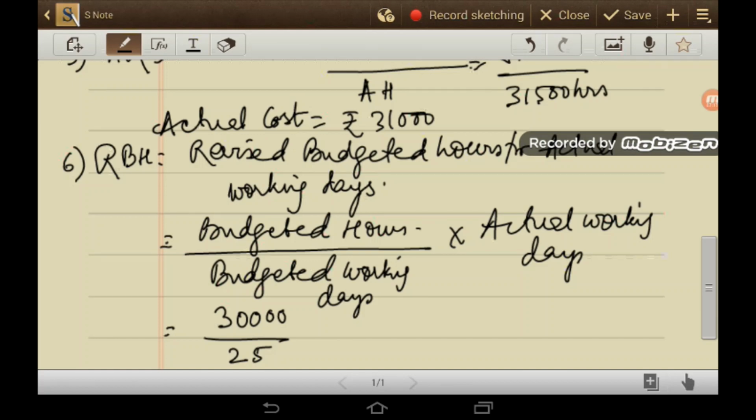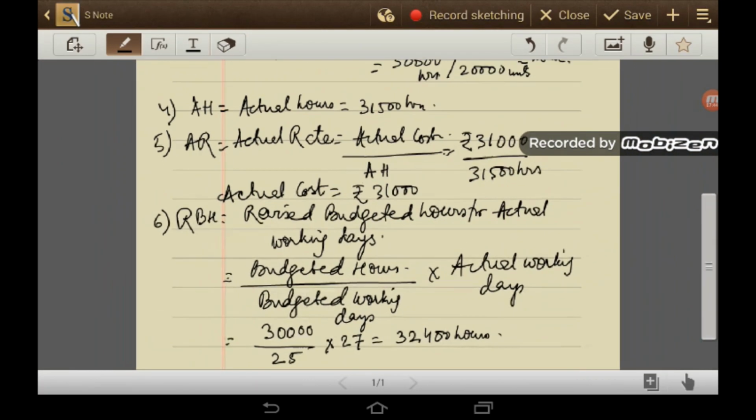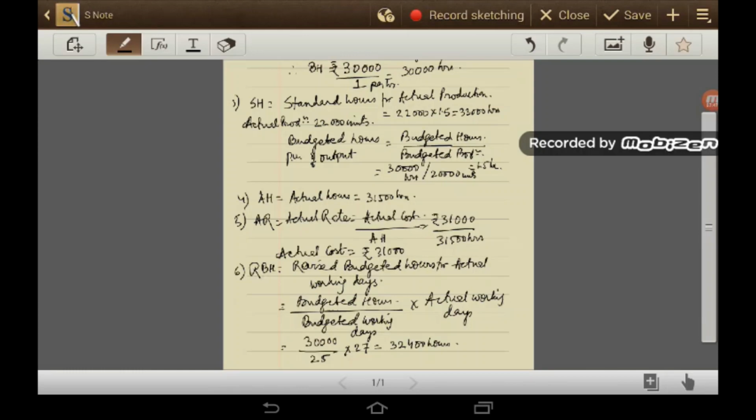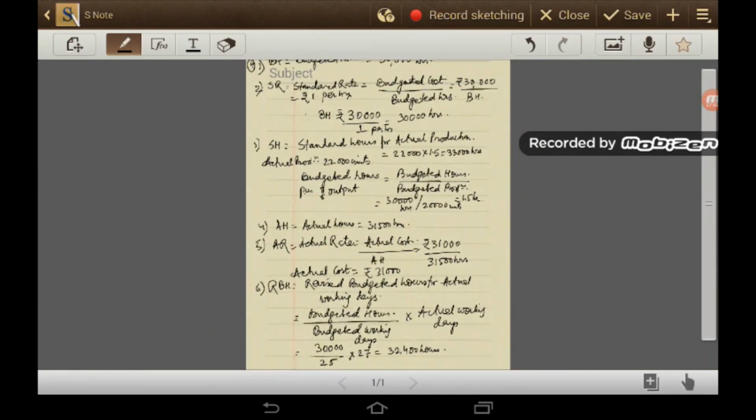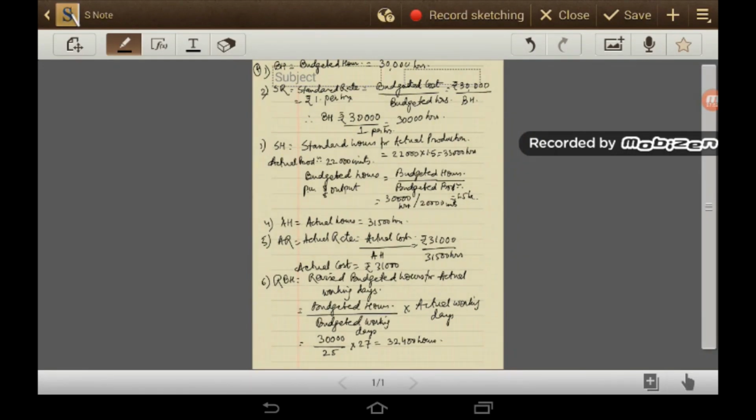So if your actual working days is 27, what is your revised budgeted hour? 32,400 hours. This means for 25 working days, you require 30,000 hours. So for 27 working days, your budgeted hour will be changed to 32,400. So these are the 6 parameters that you need to calculate when you are solving a problem on standard costing. Standard costing, fixed overhead cost variance.